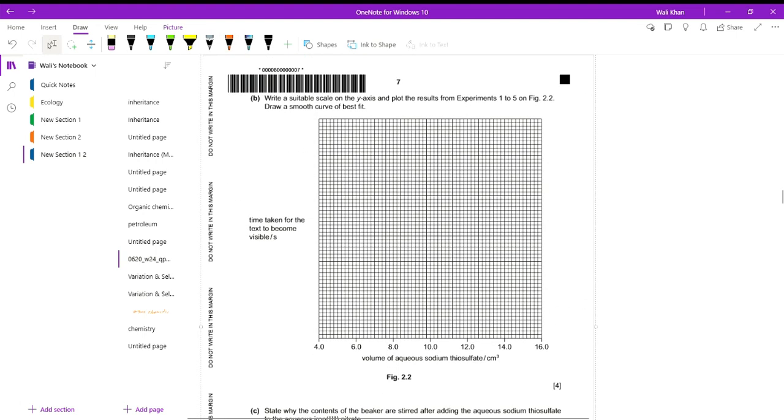Okay. Write a suitable scale on the y-axis and plot the result from experiment 1 to 5 on figure 2.2. Draw a smooth curve of best fit. On the y-axis we have the time taken for the text to become visible, and on the x-axis we have the volume of aqueous sodium thiosulfate.